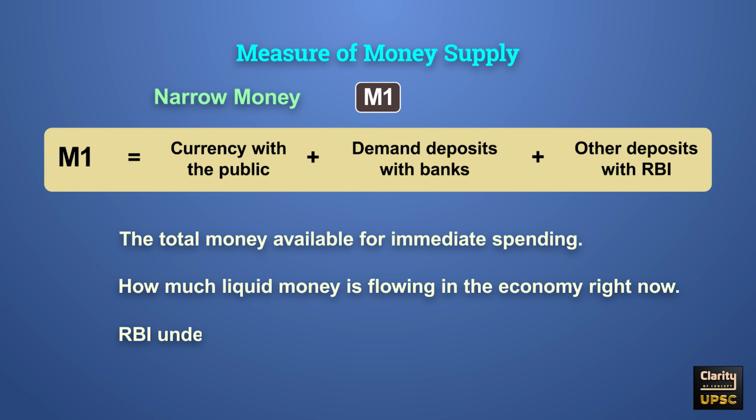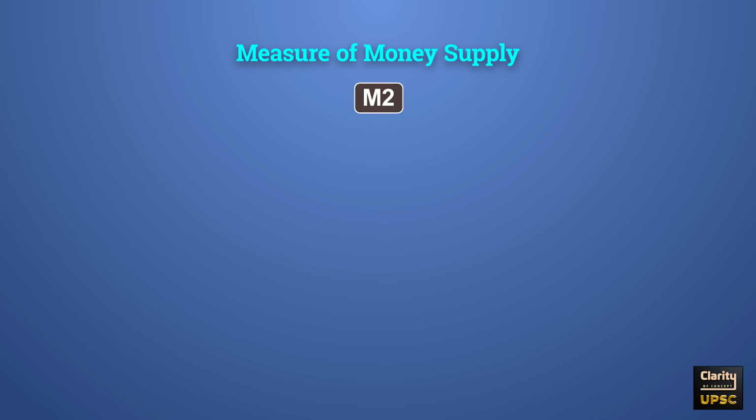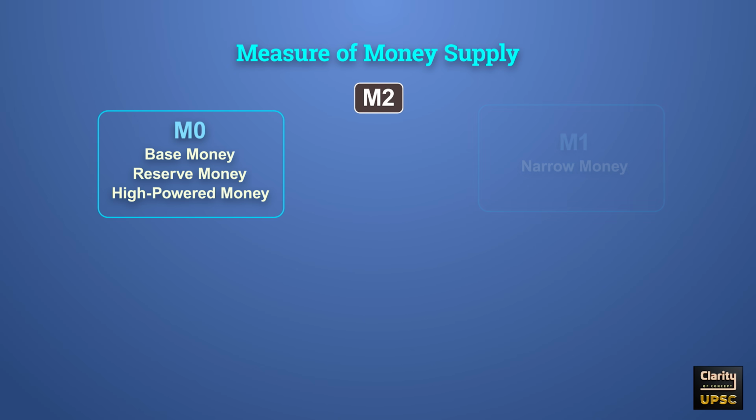This helps RBI understand the short-term liquidity situation. Now let us talk about M2. M2 does not have a special name like M0 or M1. But we can say it is like M1 plus something extra. Let us see its formula.